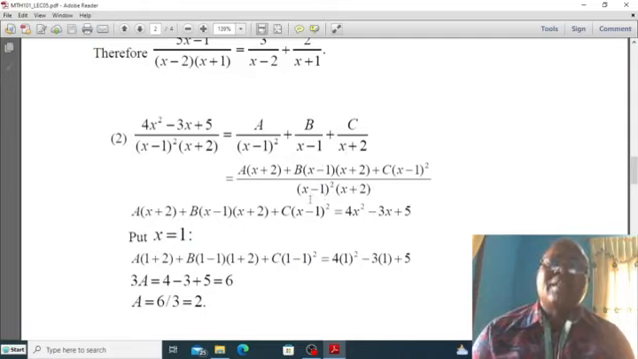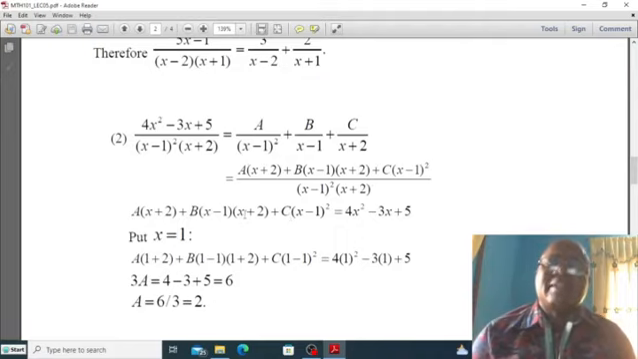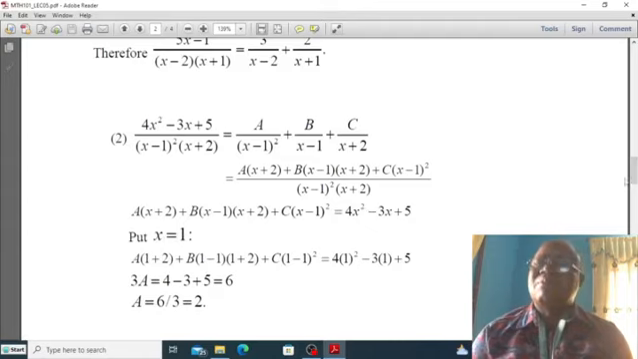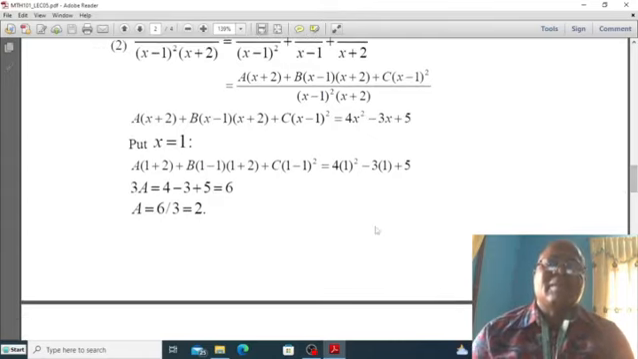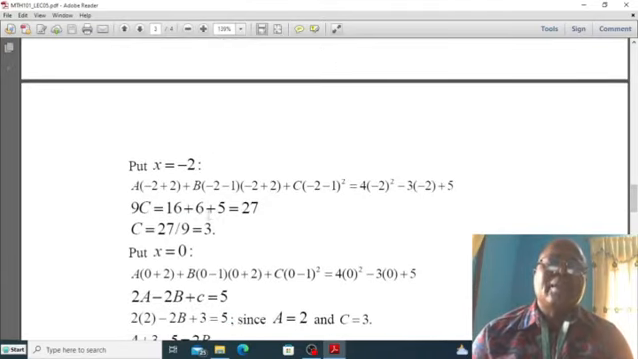Then we equate the numerator of the right hand side to the numerator of the left hand side, as we have here. And then we put x equal to 1 as we did before. We should be able to get a equal to 2 if you simplify very well. Then we also put x equal to minus 2. In that case, c is left. If you put it and you calculate very well, you should be able to have 9c equal to 27, so that c equals 3.